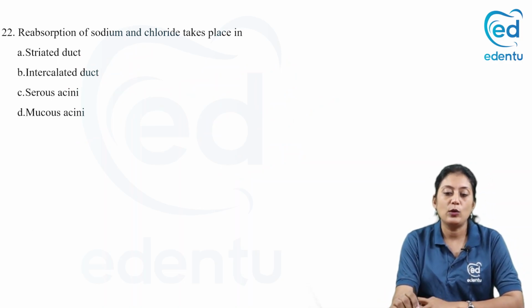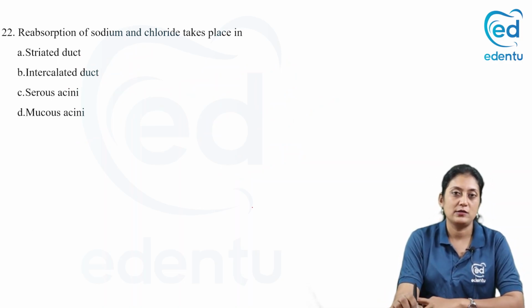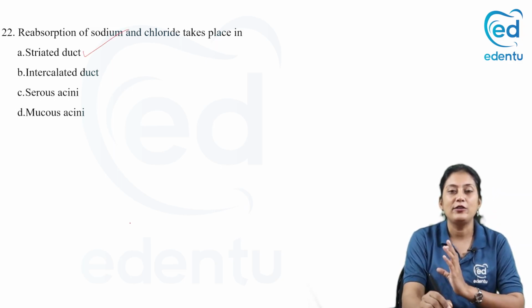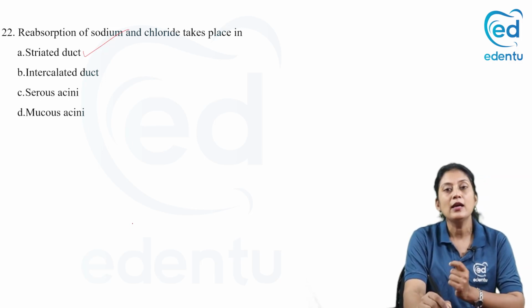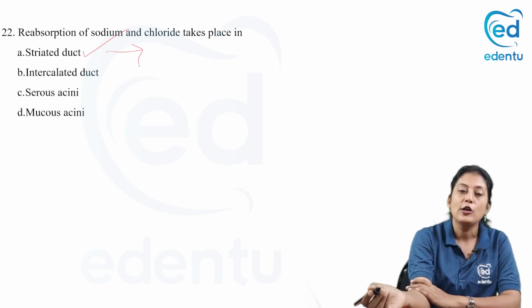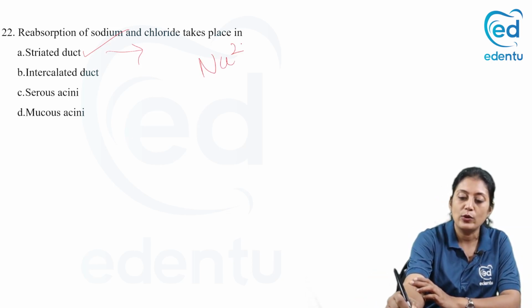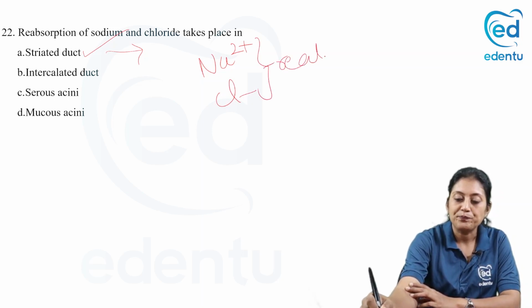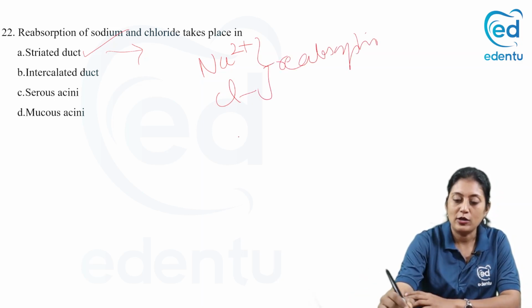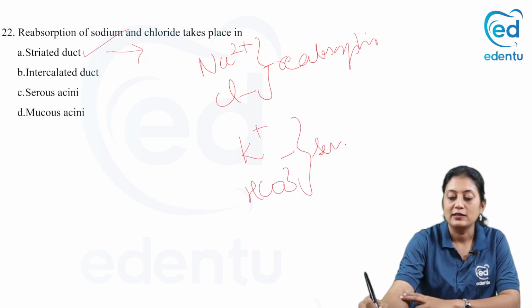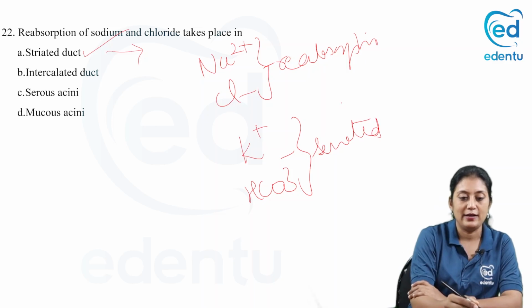Reabsorption of sodium and chloride takes place in which part? Already mentioned, in the salivary gland you have different ductal systems. Out of that, the striated duct is very, very important because active reabsorption of sodium and chloride is happening there. To compensate for that, sodium and chloride will be reabsorbed, and potassium and bicarbonate will be secreted. This is happening in the striated duct.